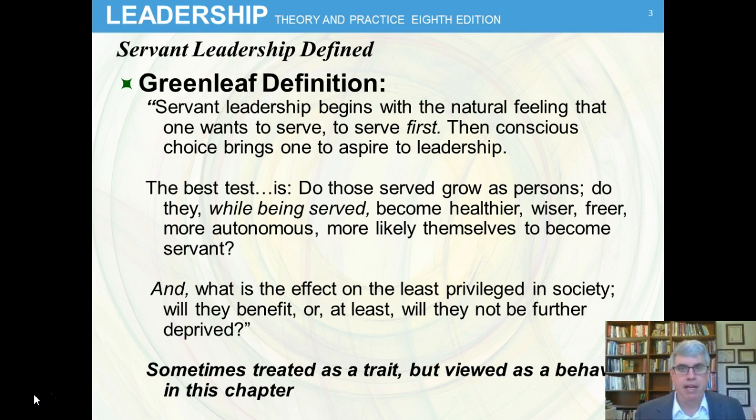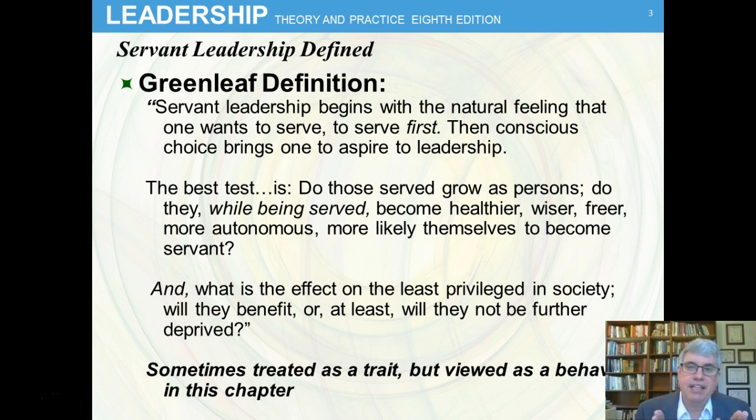Now, if you want to dominate people or get ahead or have greater influence, so that people will simply do what you want, then servant leadership's not going to happen. Servant leadership starts where our main concern is serving and caring about other people. And if the best way to serve and care about other people is to lead them, then you'll use servant leadership. And he says the best test to see if leadership is servant leadership is, do those served grow as persons? Do they, while being served, become healthier, wiser, freer, more autonomous, more likely themselves to become servants?